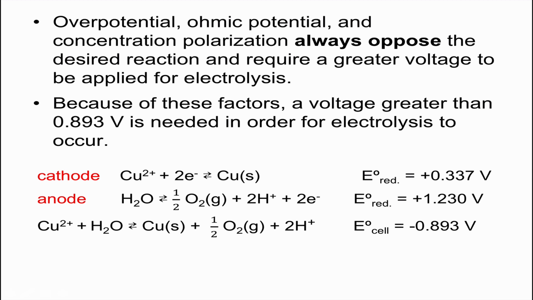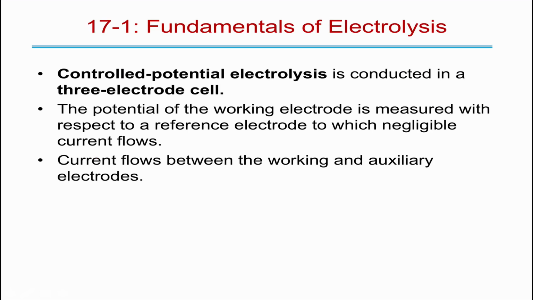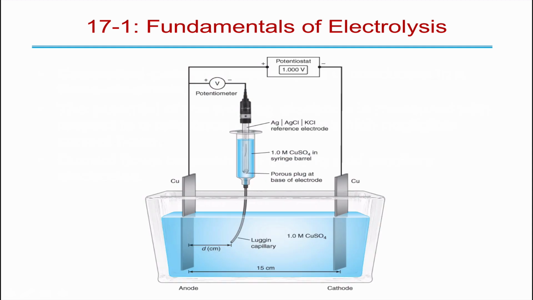So to get around this, we don't use a conventional 2-electrode cell. Instead, we're going to use a 3-electrode cell. This is a clever invention, and in fact, the Nobel Prize in Chemistry was awarded to the scientists that figured out how to do this. And what we're going to do is divide the cell up into essentially 2 circuits. So let's take a picture to see how that works.